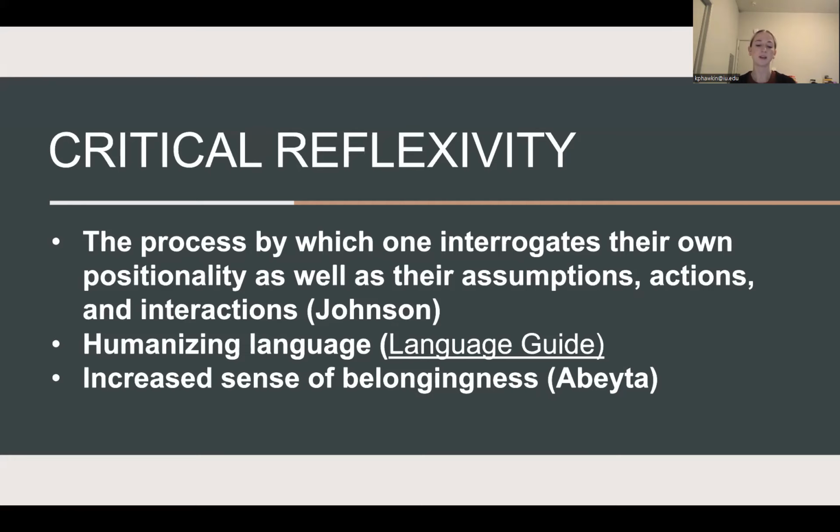As instructors, we need to examine the assumptions we make about justice-involved students and use critical reflexivity to deconstruct hegemonic pedagogical practices that may be informed by deficit perspectives of justice-involved writers.